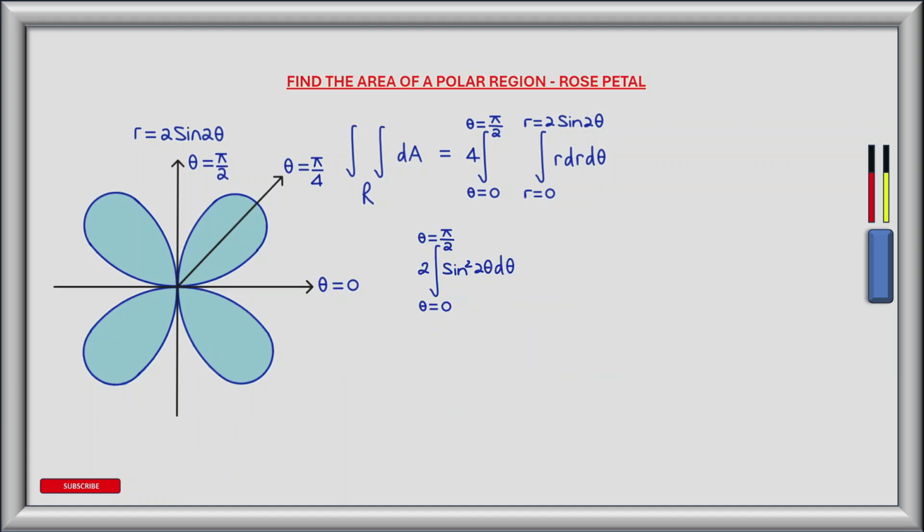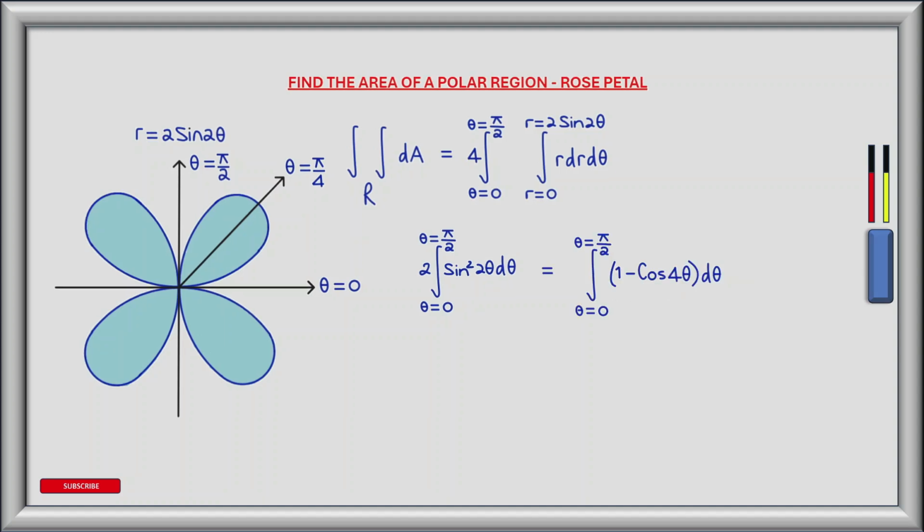And now moving on to the outer integral, we have 2 multiplied by the integral from theta equals 0 to theta equals pi by 2 of sine squared 2 theta d theta. So now, using a double-angle trig identity, we can convert sine squared 2 theta to be equal to (1 minus cos 4 theta) divided by 2. Multiplying through by 2, we now have the integral from theta equals 0 to theta equals pi by 2 of 1 minus cos 4 theta d theta.